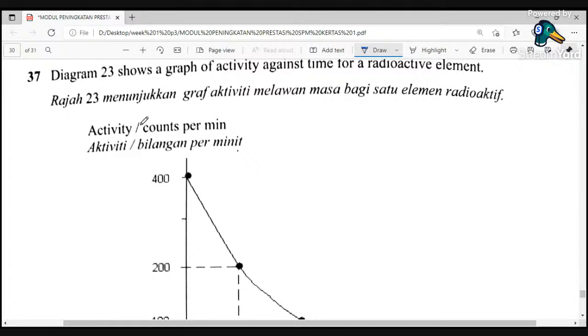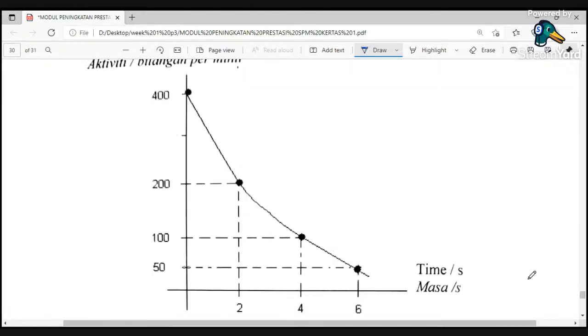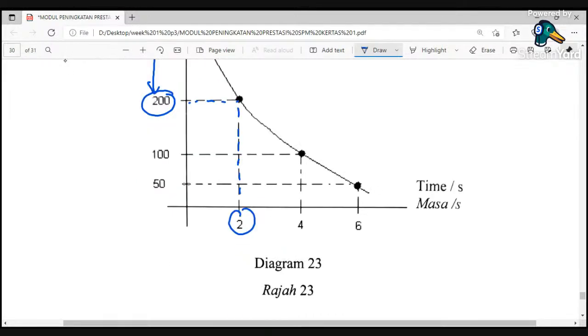Number 37, activity against time for radioactive element. Ini dia punya decay curve kita panggil. This is initial activity ataupun N0. Okay. So definition for half-life, time taken for the activity to become half. 400 reduced to half means 200. So what is the time taken? 2 seconds. So means this one is half-life.